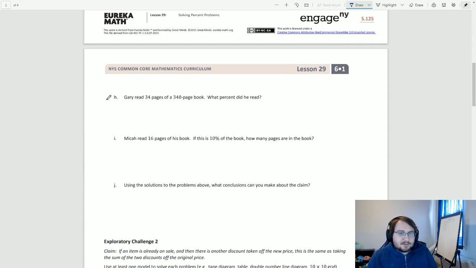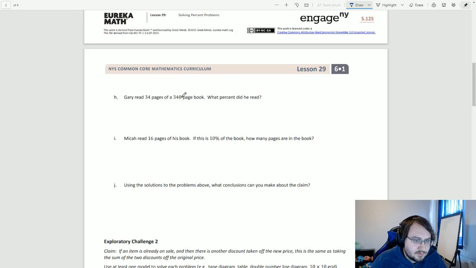Well, let's look at H. Well, but H doesn't give us a percent. H says that Gary read 34 pages of a 340-page book. What percent did he read? Why is this in here? This has nothing to do with 10%.